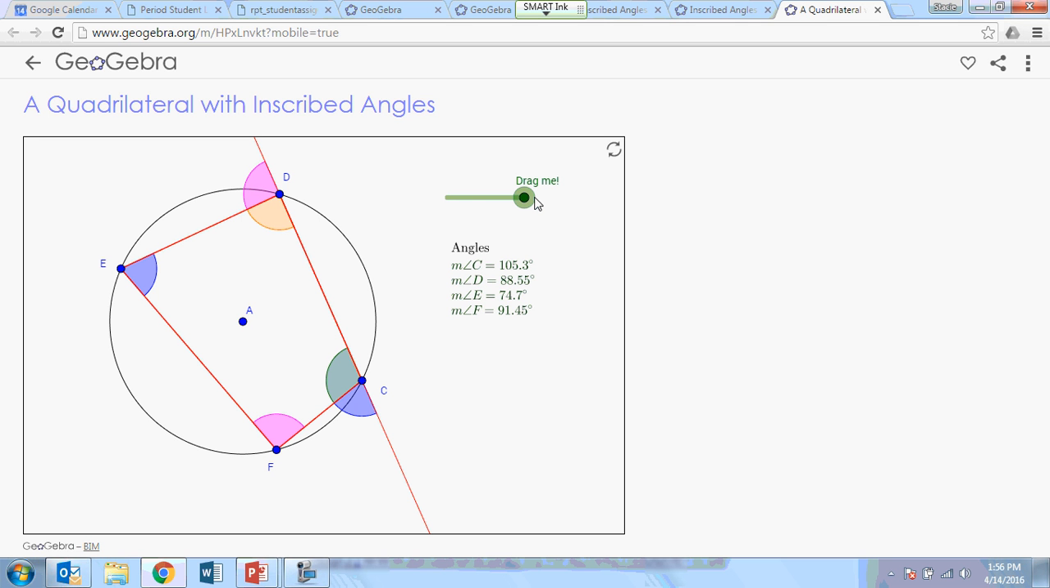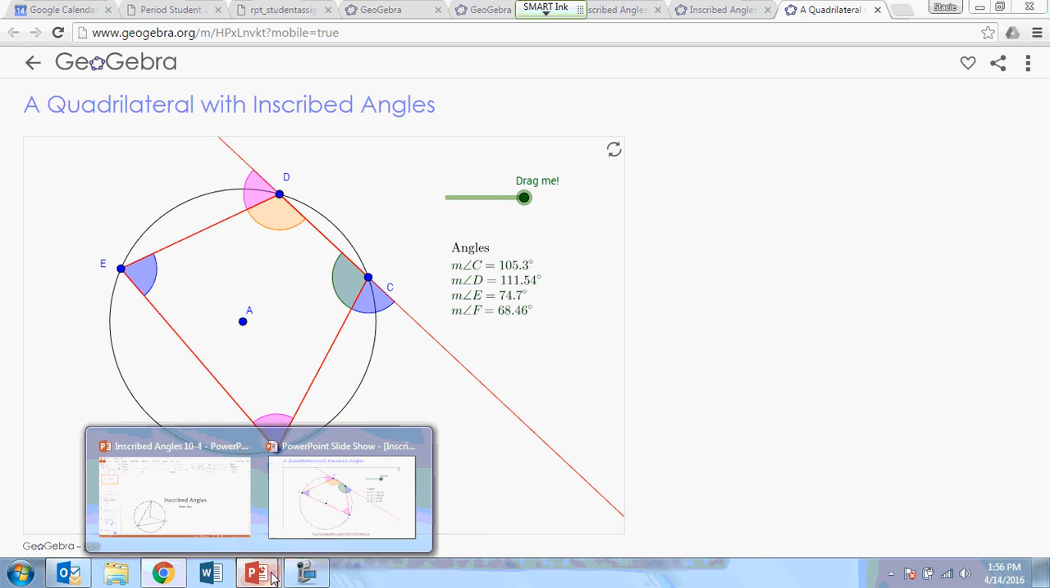They form a linear pair, so they're going to add up to 180 degrees. So how are blue and green related? They're opposites. They're not equal. They're opposite and they're supplementary. Pink and orange are also opposite and supplementary. And it doesn't matter how big those angles are, provided they're on the circle, they're still going to form a straight line, a linear pair. Okay? So back to the PowerPoint.